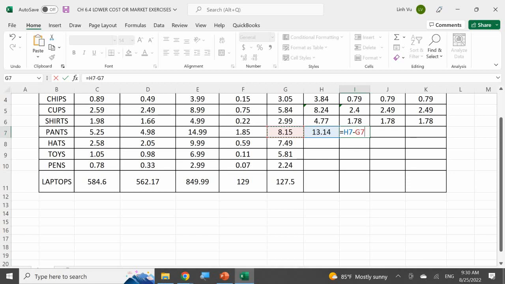What's the floor? It would be 13.14 minus 8.15, and it would be $4.99. So let's go ahead and compare. Which value is in the middle? I'm going to compare my replacement at $4.98, ceiling is $13.14, floor is $4.99.